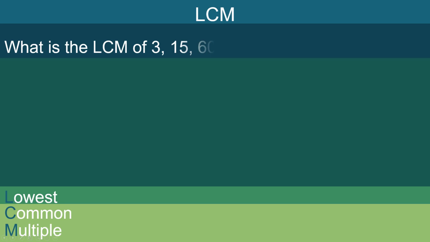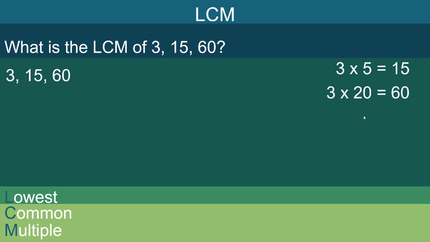What is the LCM of 3, 15, and 60? The first step is to see if any of the numbers are a divisor of any of the other numbers. In the case of 3, 15, and 60, 3 is the divisor of both 15 and 60. 3 times 5 is 15, and 3 times 20 is 60. If one number goes into any one of the other numbers, then you can ignore that number. So we can ignore 3 in this case.